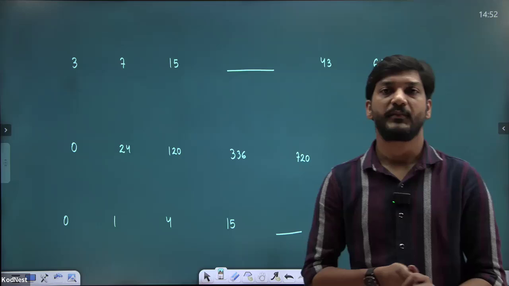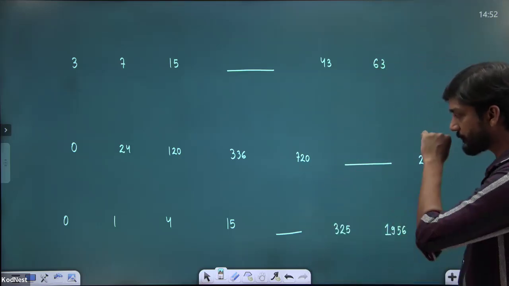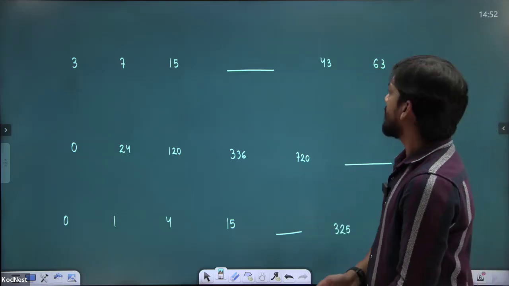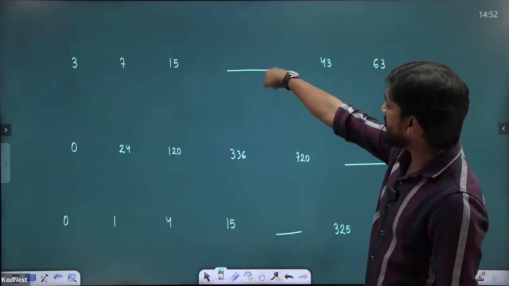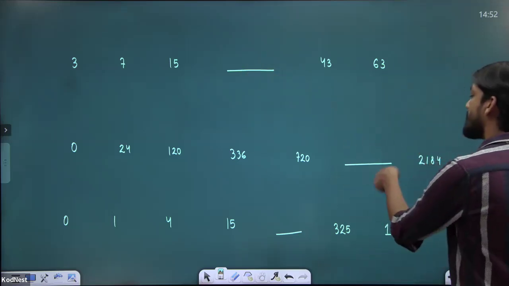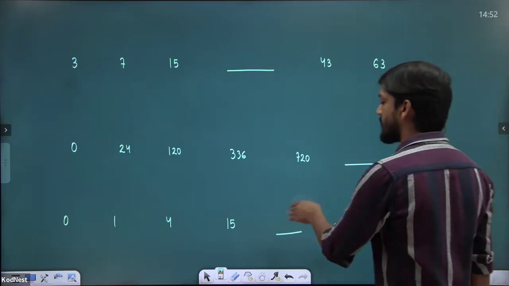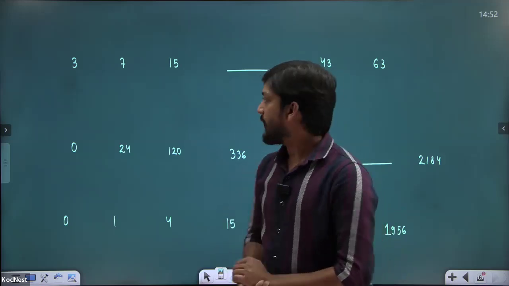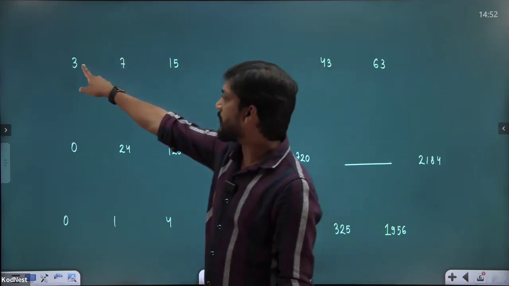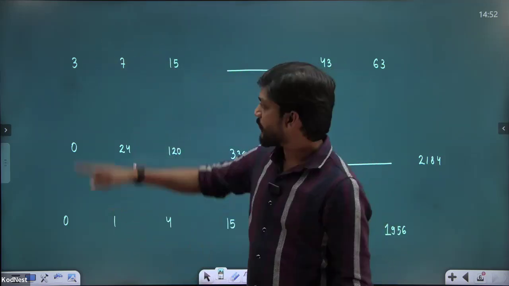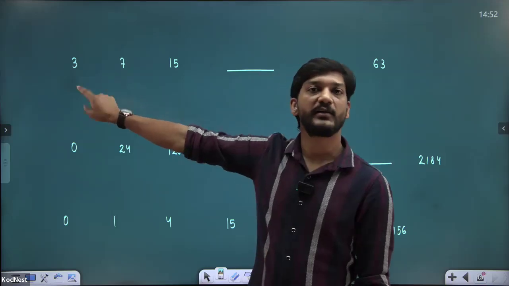All right. So carefully think, please. In the first series, the missing number is present somewhere in the middle. Here it is present in the second last place. Here it is present in the third last place. In this question, the starting number is not 0. So this question, I will say, is comparatively easy.